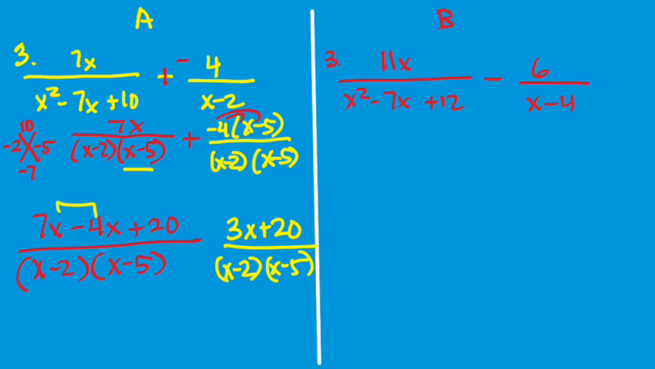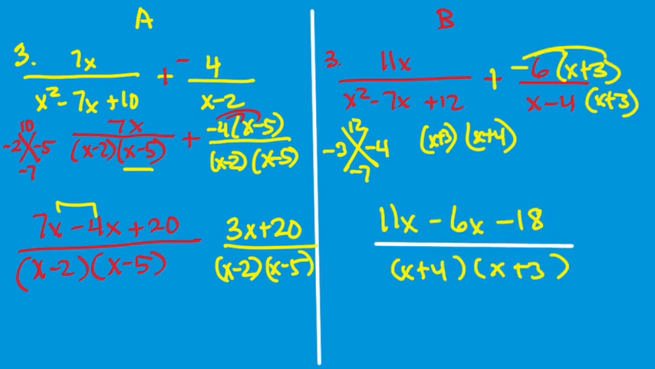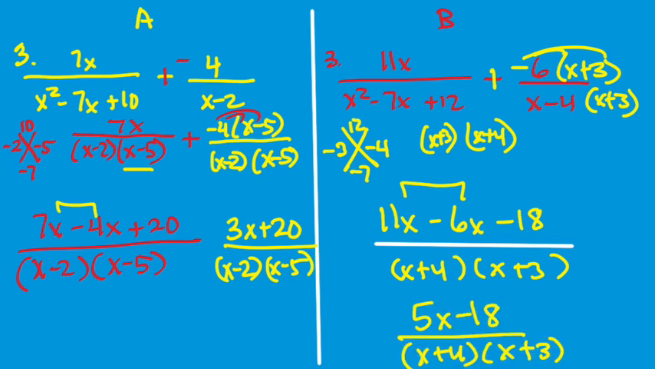For the B version, same idea: distribute the negative first, use Xbox to factor, find that the second term is missing an x minus 3, multiply the top by that, and combine my like terms to get 5x minus 18 all over that common denominator.